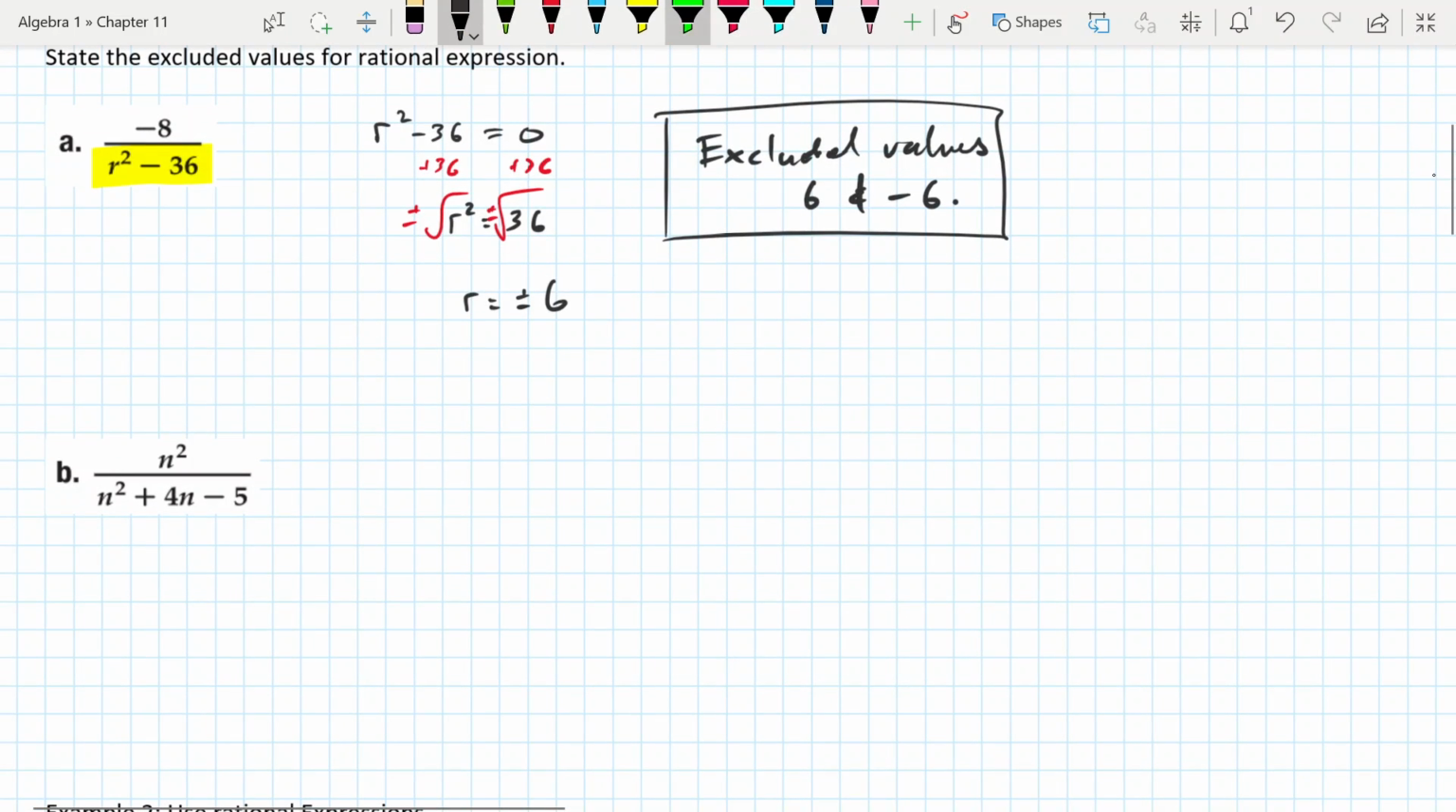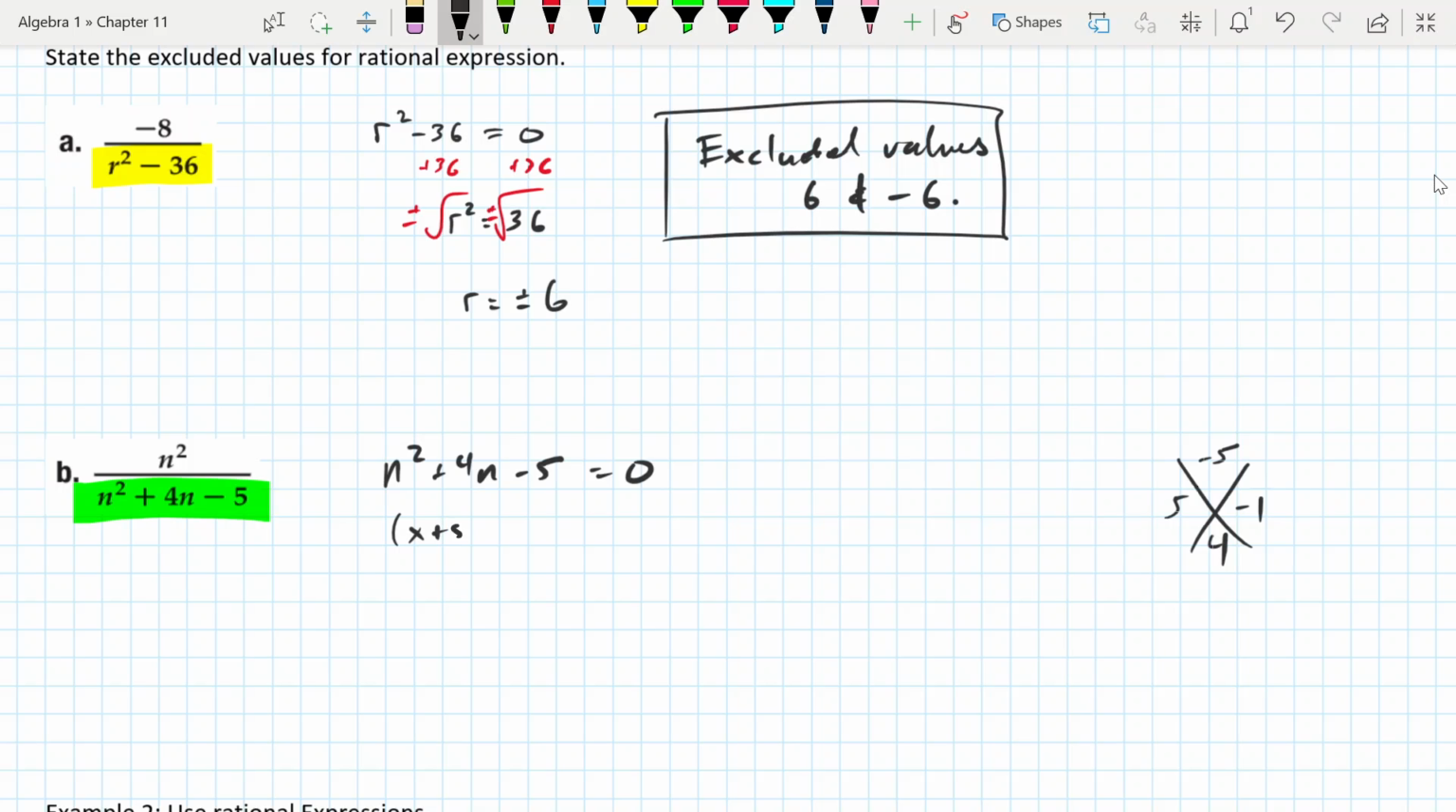For part B, same thing. Identify the denominator. N squared plus 4n minus 5 equals 0. And now we try to factor it. I need two numbers that multiply to be negative 5 and add to be positive 4. Well, how about positive 5 and negative 1?